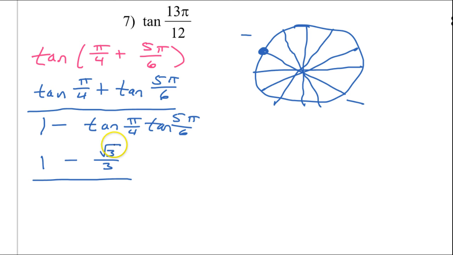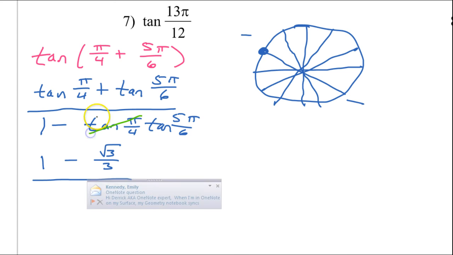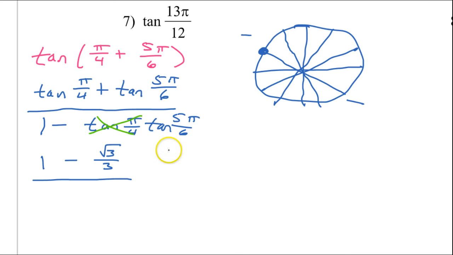Okay, and meanwhile in the denominator, well, tangent of pi over 4 is 1, so I can kind of throw that out. And then we've already discussed that tangent of 5 pi over 6 is negative radical 3 over 3. So that would be like having, okay, so I would have 1 minus negative radical 3 over 3. But that's silly. Minus and negative is addition, so I'm just going to go ahead and put 1 plus radical 3 over 3.